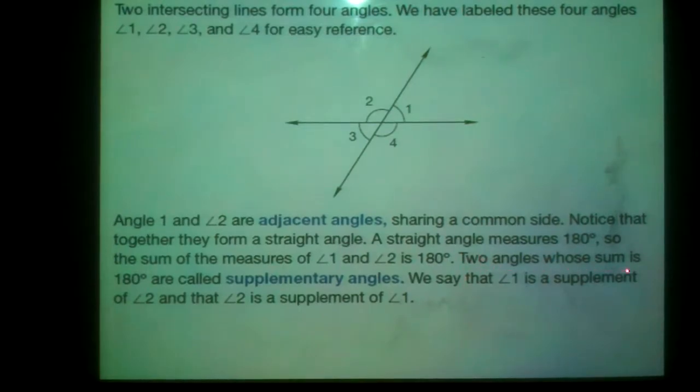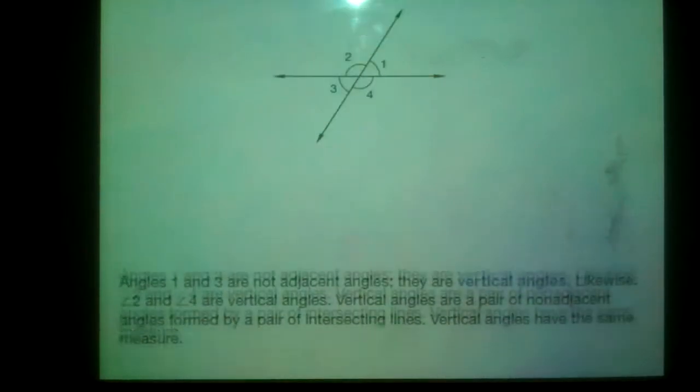Okay, it says 2 angles whose sum is 180 are called supplementary angles. So we would say that angle 1 is a supplement of angle 2, and that angle 2 is a supplement of angle 1. So these 2 supplement each other, that means they both add together to 180.